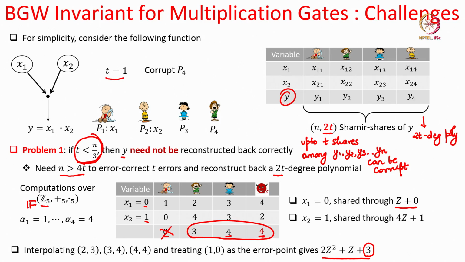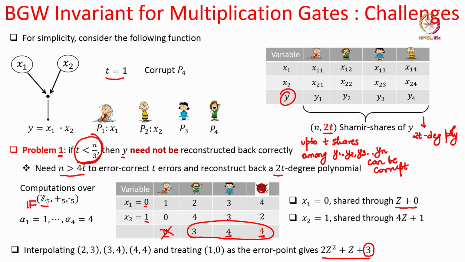Parties have absolutely no idea which share to ignore and what are the remaining 3 shares they should consider for reconstructing the function output. Depending upon which 3 shares they take, they will be getting different possible outputs, and as a result they will be completely clueless which output to consider as the right output. So, that is precisely the problem number 1 associated with maintaining the BGW invariant.